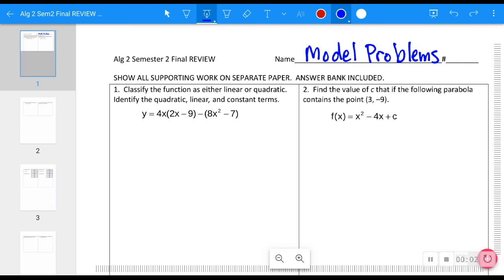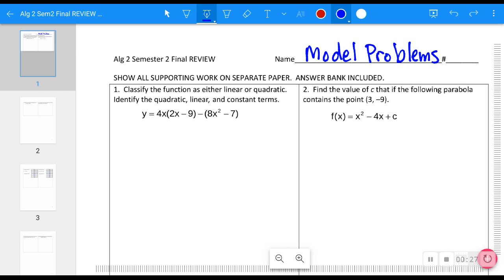Okay, we're going to look at the final review for second semester Algebra 2, and I've created some model problems to help you when you're doing your own review. On the first one, we're supposed to classify the function here as either linear or quadratic, and then we're supposed to identify the parts of it as either quadratic, linear, or constant terms.